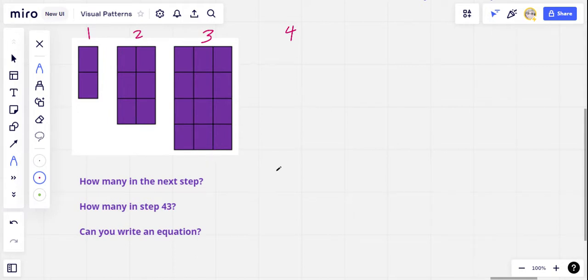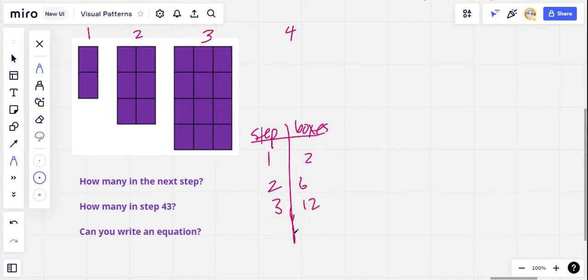But one way to approach it is to make a chart and look at the numbers. So we're going to do that. I'm going to put the step number here, and we're going to put the number of boxes here. So in step one, we have 2 boxes. In step 2, that's 6. And in step 3, this is a 3 by 4, so that's 12. If you did the last challenge, the one right before this one, this may be starting to look familiar.